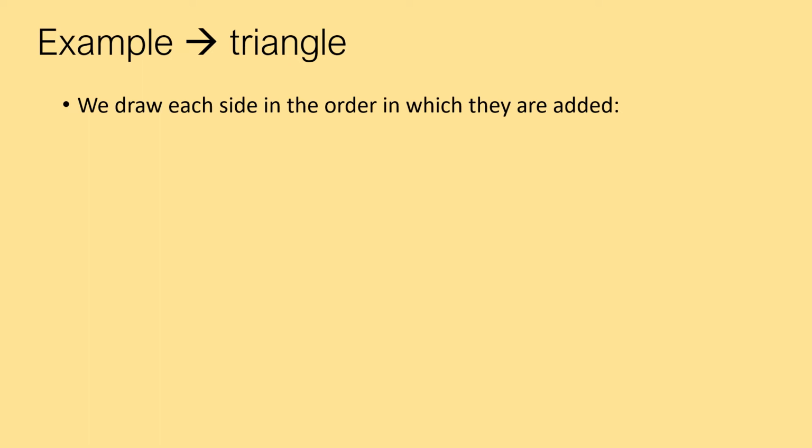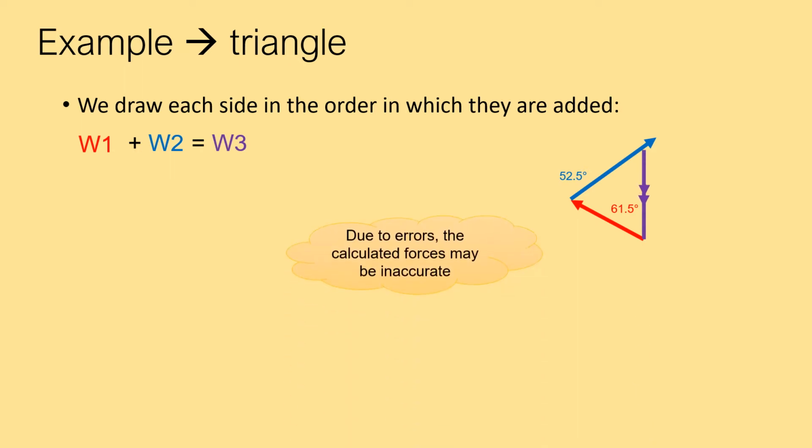We draw each side of the triangle in the order in which the forces are added. So we think about weight 1, and that's going from the center of the normal at 61.5 degrees. Then we add weight 2, which is then at 52.5 degrees, going in that direction. And so we connect the arrows together, and that's going to give us W3.